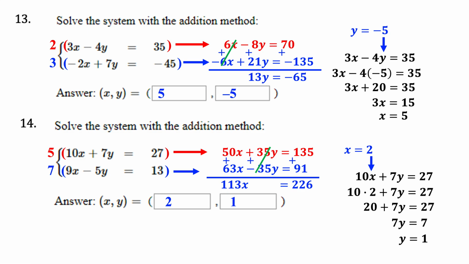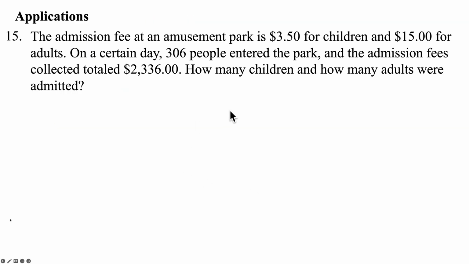All right, when you see some application or word problems, they're pretty much going to be a system of equations. The admission fee at an amusement park is $3.50 for children and $15 for adults. On a certain day, 306 people entered the park, and the admission fees collected totaled $2,336. How many children and how many adults were admitted?